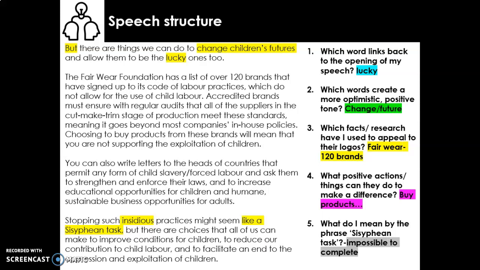Okay, you can write letters. So I've also given them something else that we can do. So for number 4, they can buy products from other companies. They can choose to buy products. They can write letters. You might have chosen that one. It says here as well that we can write to countries. So anything around that, buying products, writing to countries, that's brilliant. That will show that you've spotted the positive actions we can do to make a difference.